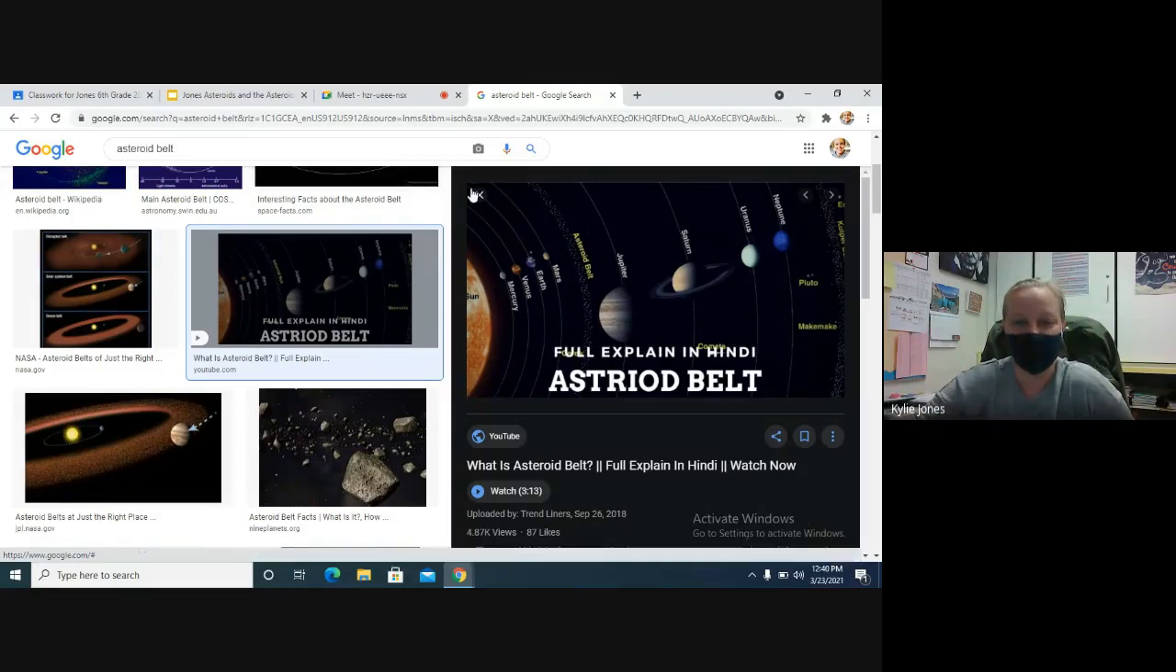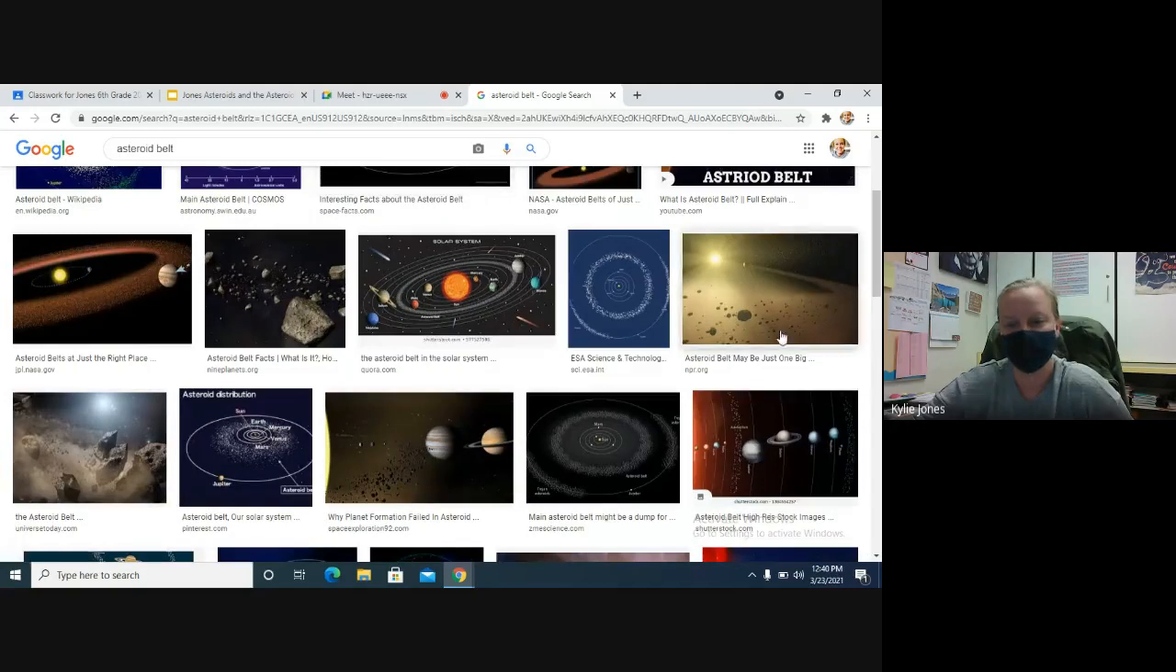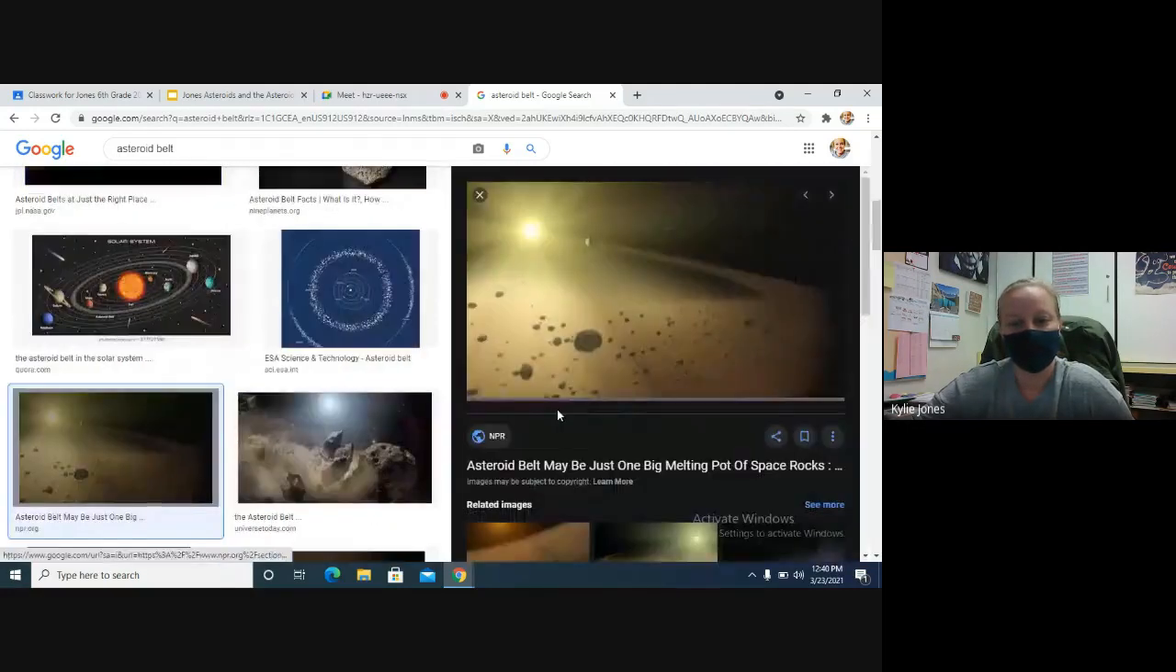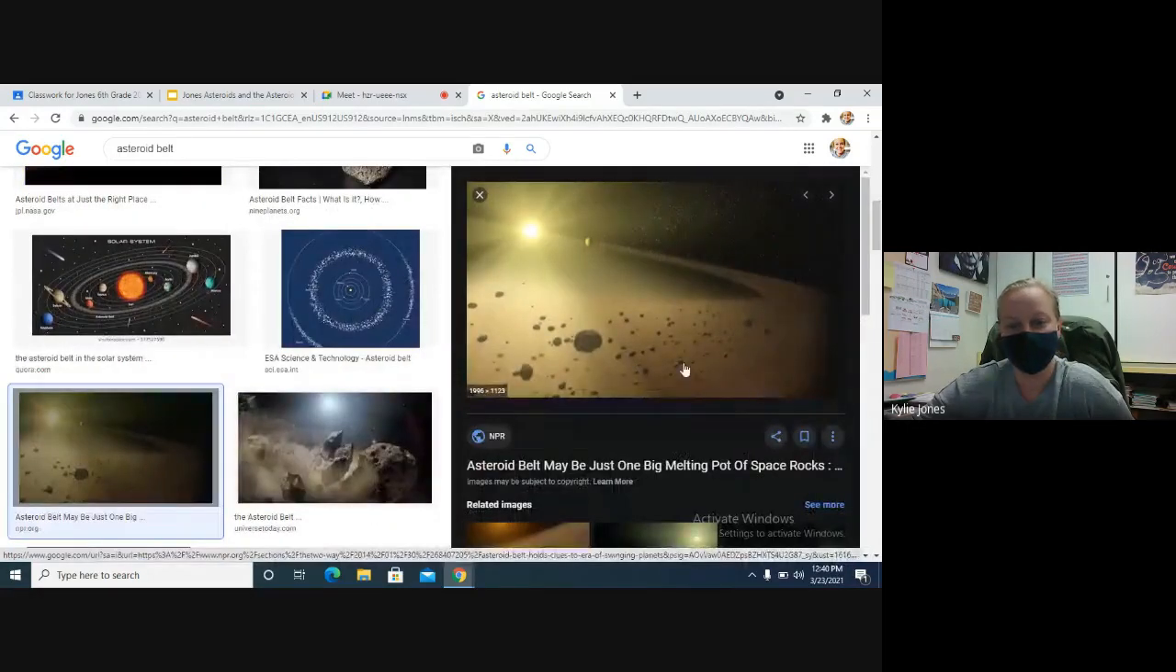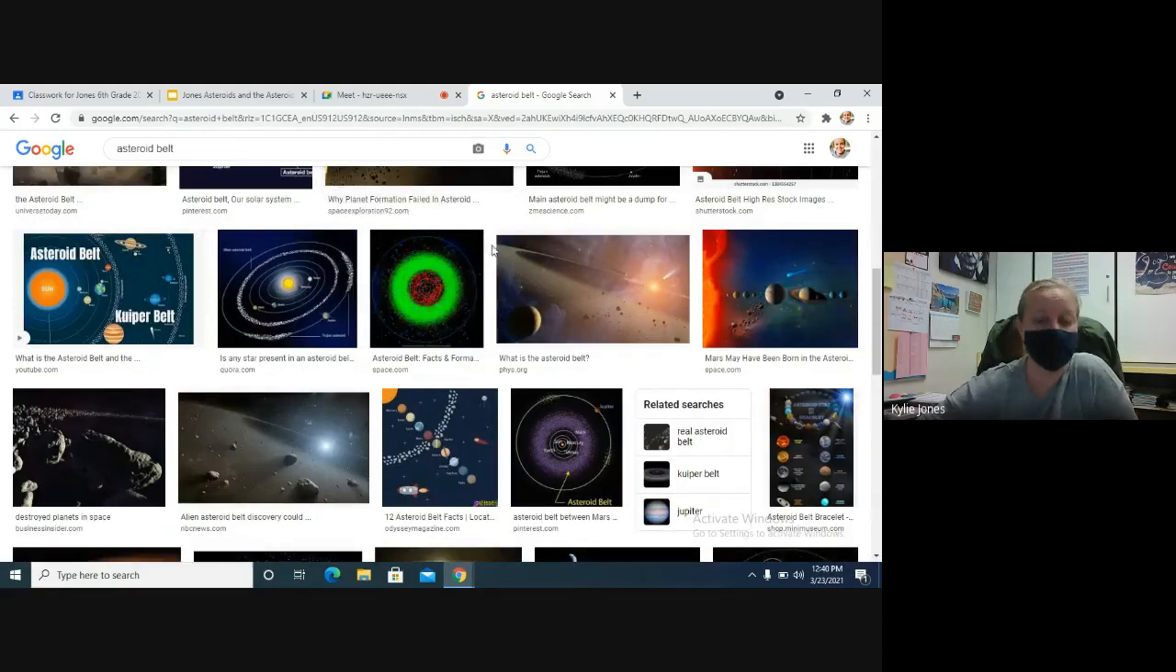I wonder if there's a better picture of it, like a real picture. That looks like it could potentially be a real one. The asteroid belt. So that's the sun right there. This is one of the planets, and then the asteroid belt is a lot of asteroids. It's in the Milky Way, yes.